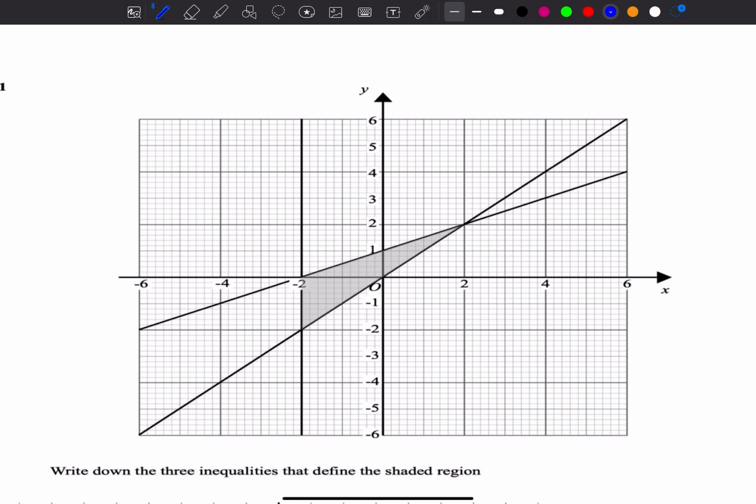Definitions by this. So, if you look at it, this line cuts the what axis? X-axis. At what number? -2. So, x is greater than or equal to -2 because you want the right side. So, r is on the right side. So, this one, you can work out the equation of this line.